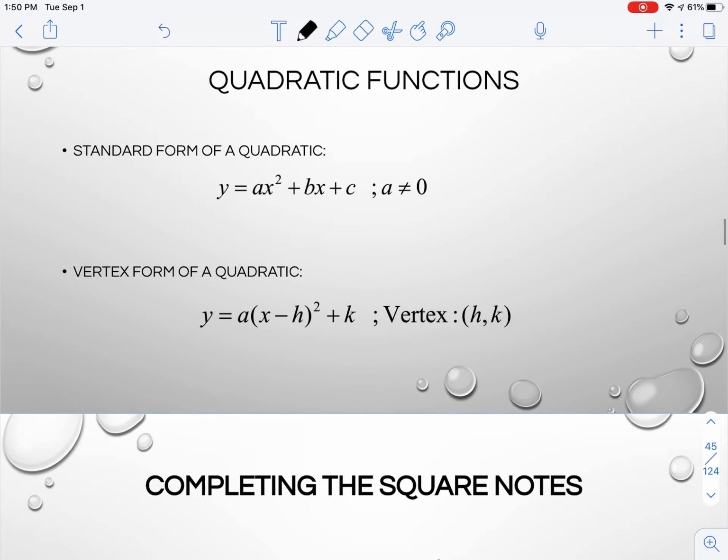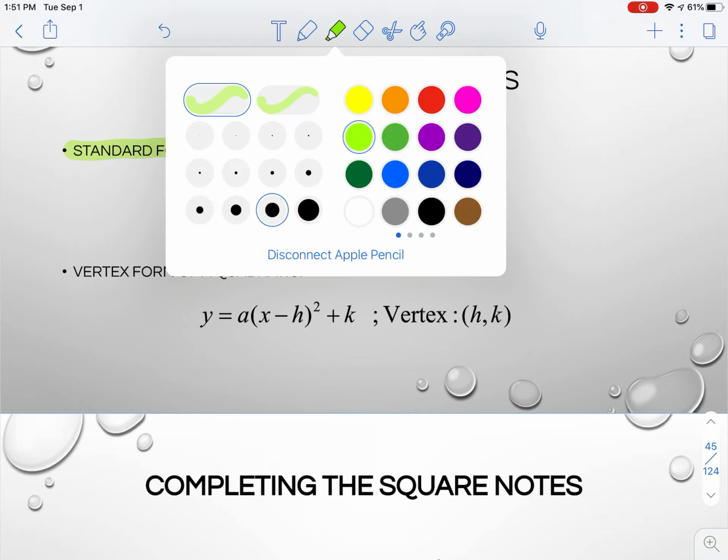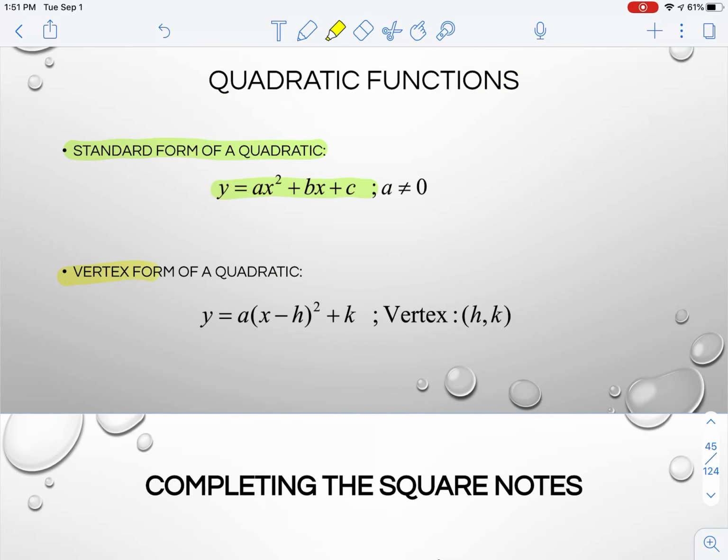Now, what's the purpose of completing the square? We've looked at quadratics in standard form. That's how we've seen them since Algebra 1: ax squared plus bx plus c. And then we just learned at the beginning of this year the vertex form, using a, h, and k. That way we can quickly identify the location.